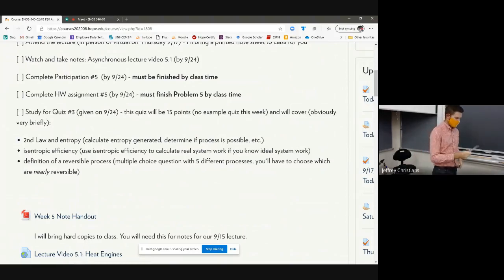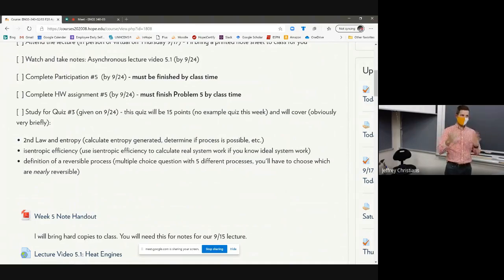The last bullet point: there will be a multiple choice question about reversible processes. A reversible process is something we're really interested in because that's the ideal, that's the best. It's a process where your whole system is in equilibrium the entire time. And if you went forward and went back, there is literally no change to the entire universe from an entropy perspective. I'll give you examples of real things, and you have to tell me, is that pretty close to a reversible process or is it way far away?